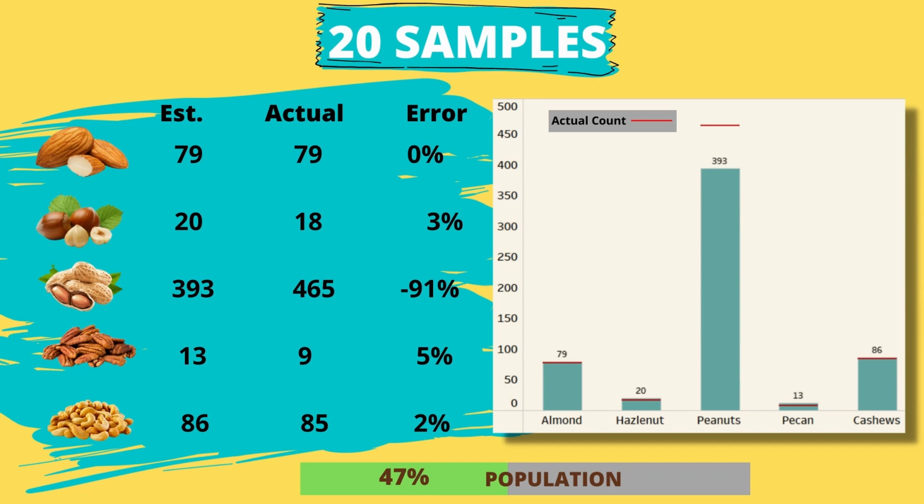So yes, you can get close to the reality by estimating. That is, if you are up for counting pretty close to 50% of the nuts.